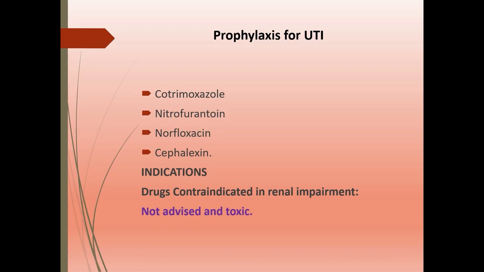And what are the drugs which are contraindicated, not advised or toxic in renal impairment? Nitrofurantoin, the urinary antiseptic, should not be given in case of renal impairment. And tetracyclines are also contraindicated in renal impairment except doxycycline. So these drugs should be used with caution, as with certain cephalosporins like cefalothin.